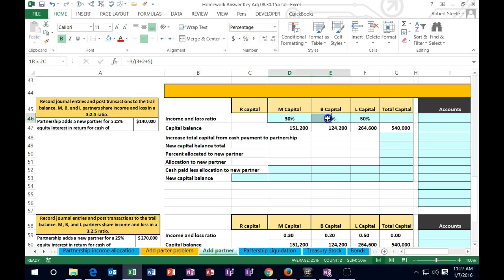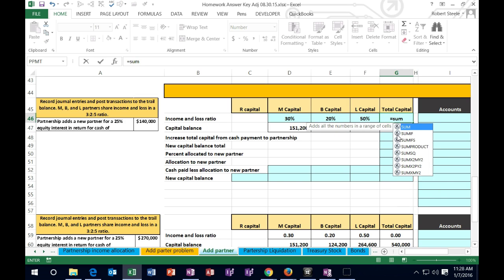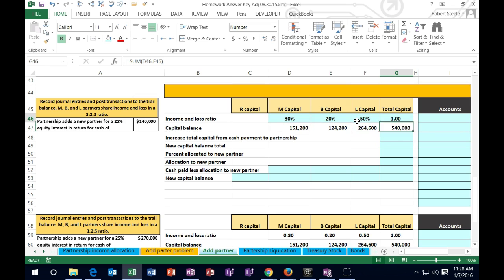And then if we add these up, the 30 plus the 20 plus the 50, 100. If we total that up in the total column, that will verify that we are at 100%. Equals SUM, going to add up these three columns. The 30 plus the 20 plus the 50 will add up to 1, so we need to fix the cell and put that to 100%. So we're going to go to the Home tab, Number group, and 100%. So it happens to work out evenly. A 3-to-2-to-5 ratio means that we're having 30% M, 20% B, 50% L.